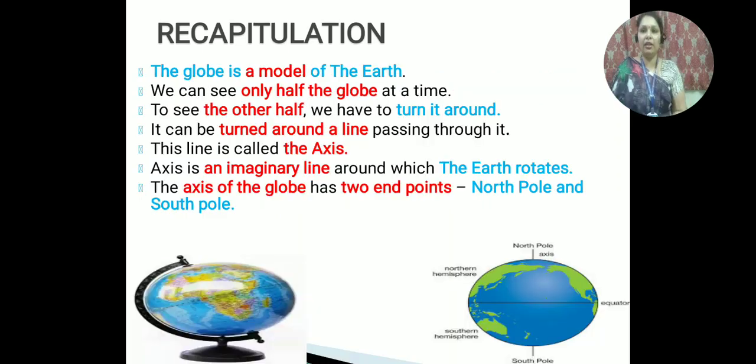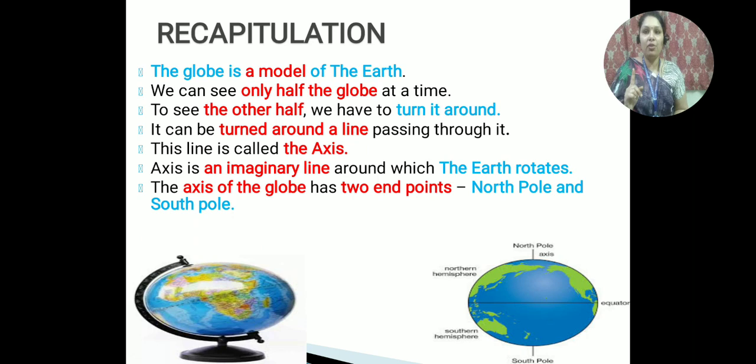Now if we go further, the globe is a model of the earth. We can see only half the globe at a time. It is a miniature of the earth. As you are seeing on the right hand side and left hand side, we can only see the front side of the globe. If we want to see the back side of the globe, we have to rotate it.